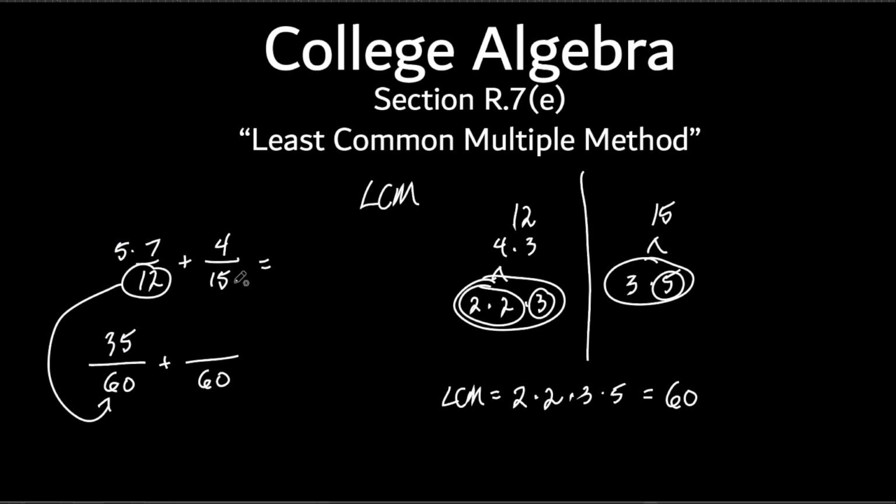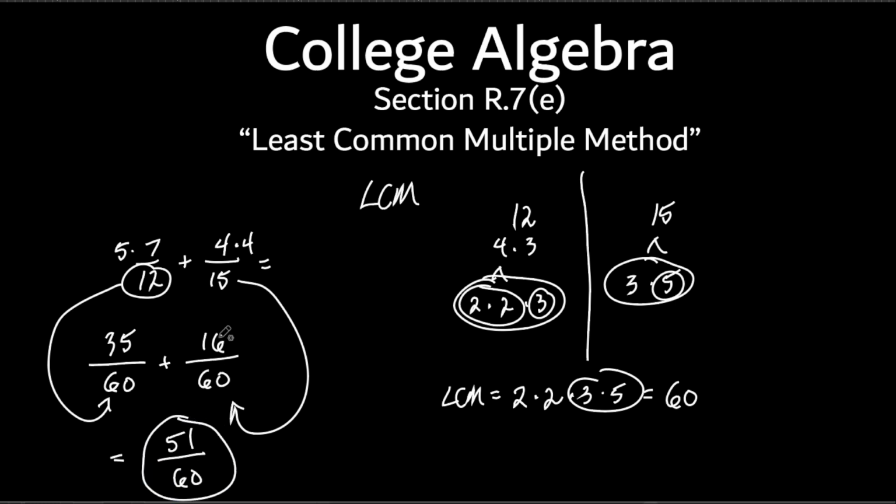And what do you get? 35. What did you do to 15 to get to 60? Multiplied it by 4. That's right, because there's your 15 right there, times 4 is 60. So we multiplied 15 by 4, so what do we do to the top? Multiply that by 4, what do you get? 16. And then now you just add them up. 4, 5, 1, 51 over 60. So that's how you would add those fractions together.